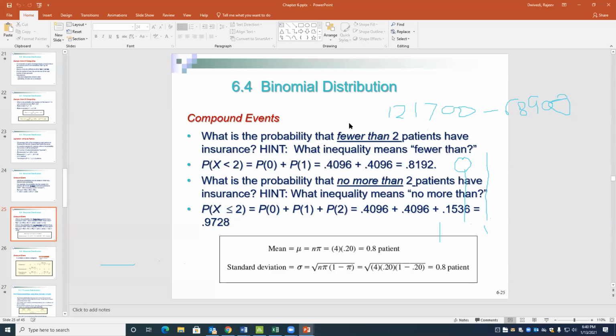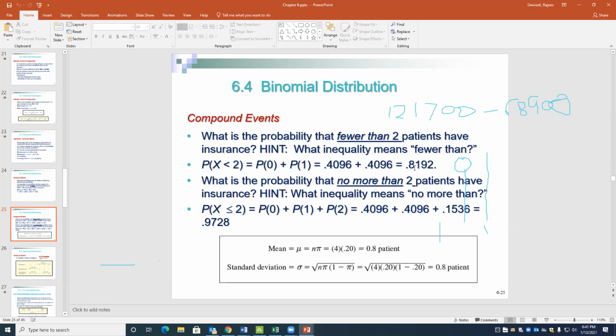Remember, this is discrete event probability. So fewer than 2, which is the earlier event of 2, is 1, 0, 1. If it is asking more than 2, means it is not asking 2. You have to put 3. So fewer than, probability of 0 and 1.